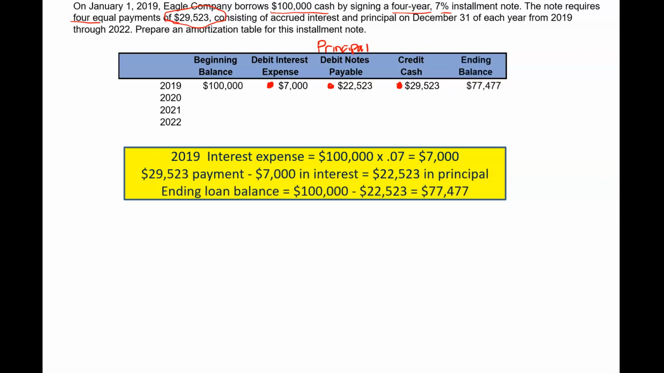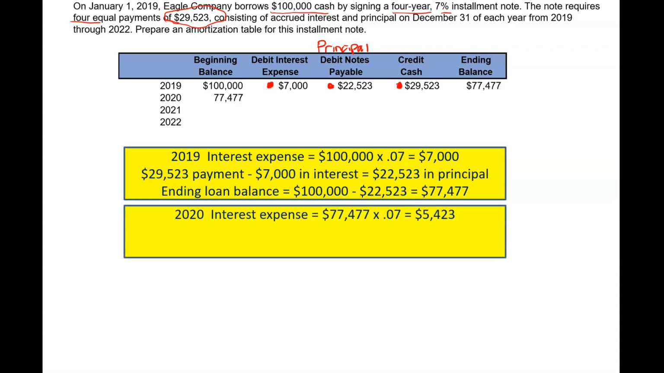Then your ending balance that you owe, you started off the year owing $100,000. After your payment, you now owe $77,477. Your ending balance for year 1 is going to be your beginning balance for year 2.